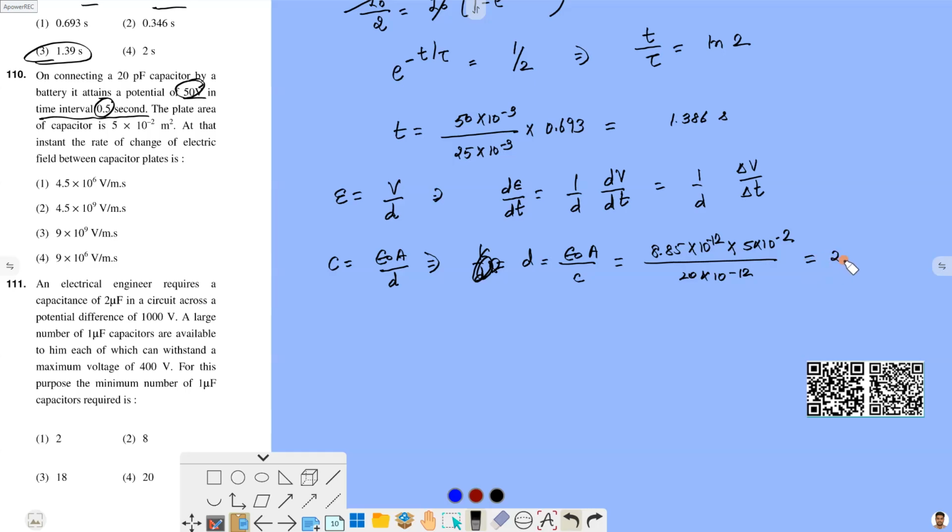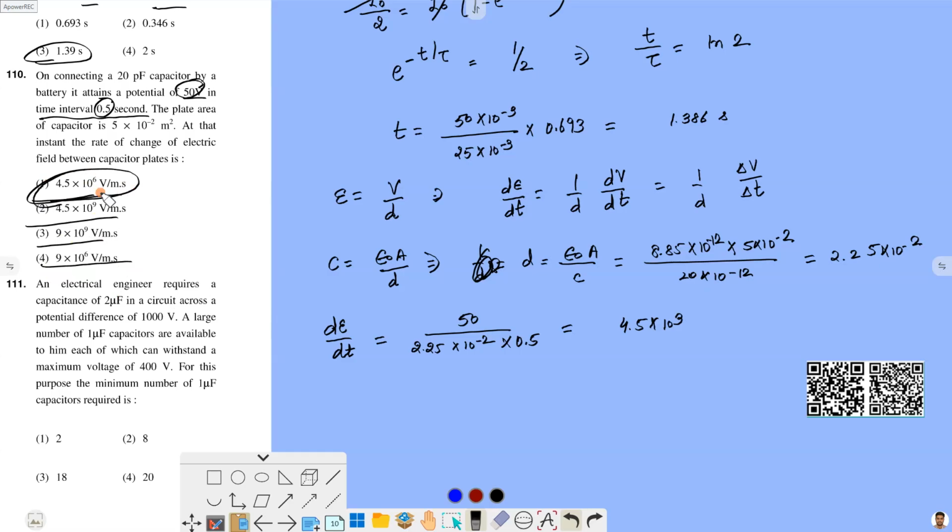And from this we will get 2.25 into 10 raised to power minus 2, that is T. And now we can calculate dE by dt, and that will be equal to 50, that is delta V, small d, that is 2.25 into 10 raised to power minus 2 divided by 0.5, that is time. And from this we will get 4.5 into 10 raised to power 3. And from that, none of the given answers is matching, or we can say the nearest answer is option 1, but no option matches exactly.